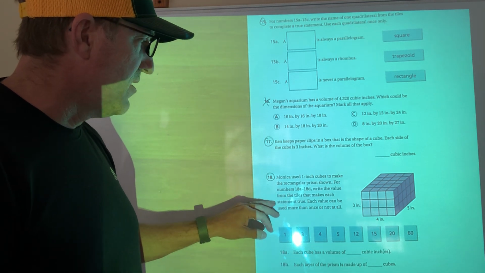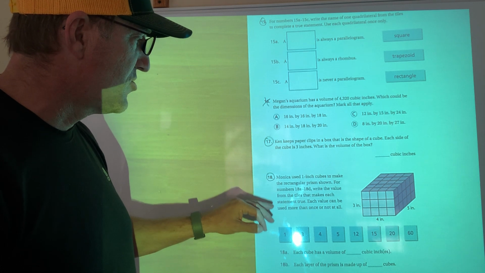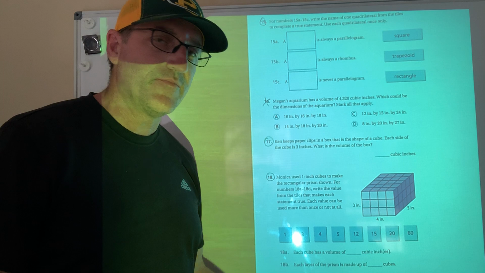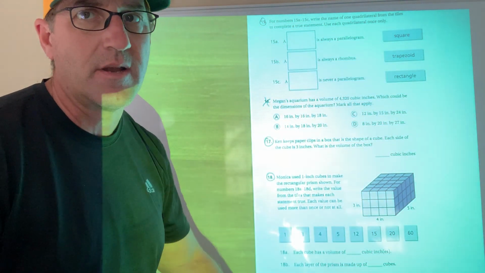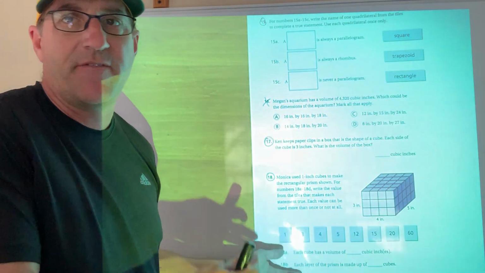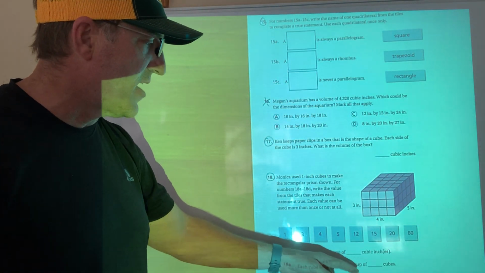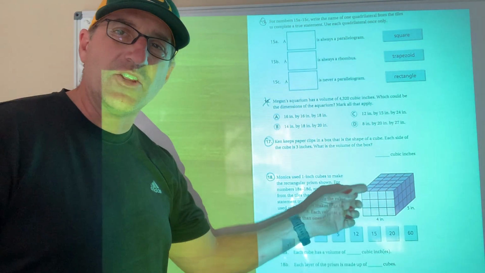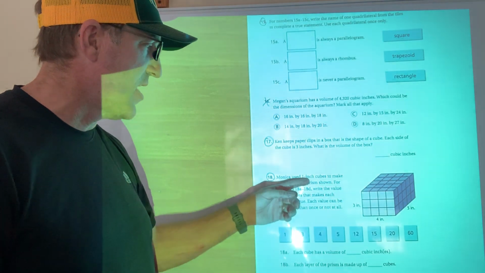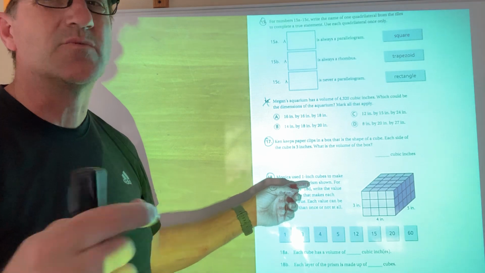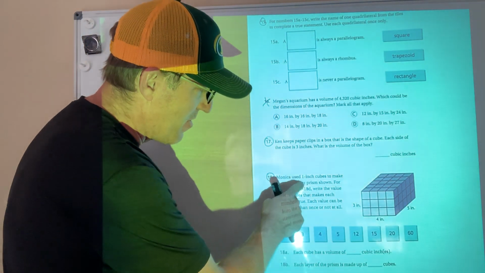This one, Monica used 1-inch cubes to make the rectangular prism shown for numbers 18A through 18D. Write the value from the tiles that make each statement true. Each value can be used more than once or not at all. I wouldn't even really worry about the numbers. If you know what you're doing, you're going to be fine. Just write in what you know. Each cube has a volume of, guys, you know this is always going to be 1. These are unit cubes, okay? And it tells you right here, 1-inch cubes. That means it's 1 by 1 by 1. 1 times 1 times 1 is 1. It's a 1-inch cube, right? So remember that.